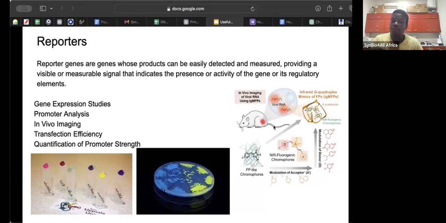And then if you are treating it as well, you get to see how your drug is faring because then you're going to see a reduction in the intensity of the fluorescent protein.